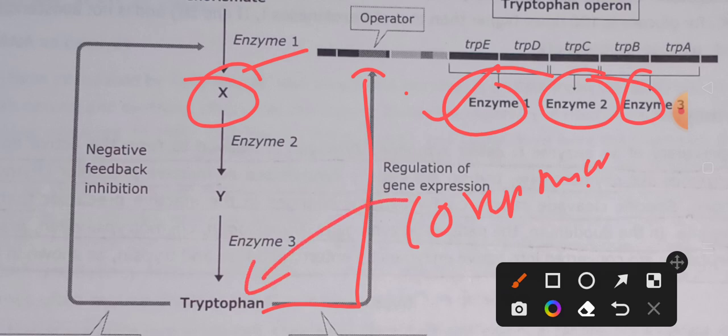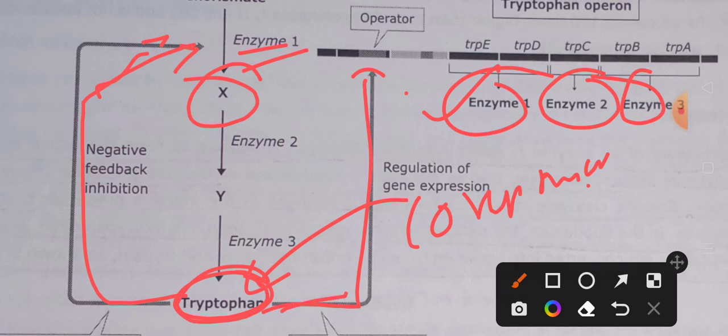So that is the idea of feedback inhibition and feedback repression. Remember, in feedback inhibition, tryptophan acts as an allosteric repressor and binds with the allosteric site of enzyme 1, inhibiting the binding of chorismate, right? And in feedback repression, tryptophan acts as a co-repressor and binds with the operator and inhibits the synthesis of the enzyme. So that is the idea of feedback repression as well as feedback inhibition.